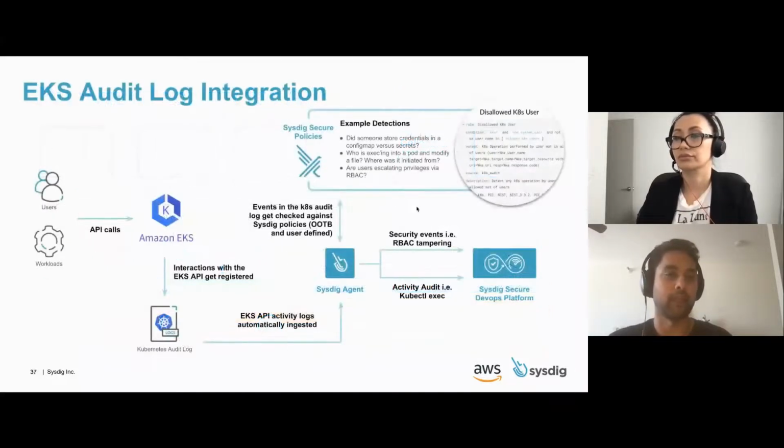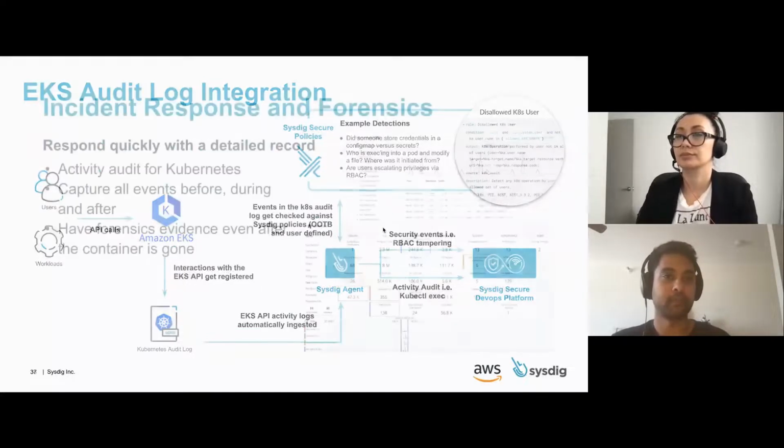And then on the audit log side, I mentioned EKS. If you are running EKS and you are interested in getting detection there from the audit logs, we ingest those logs as well, and then extend these Falco detection capabilities across audit logs to be telling you, did someone store credentials in a config map or execute a pod or elevate privileges? Really, who did what is what we can help you understand as well.